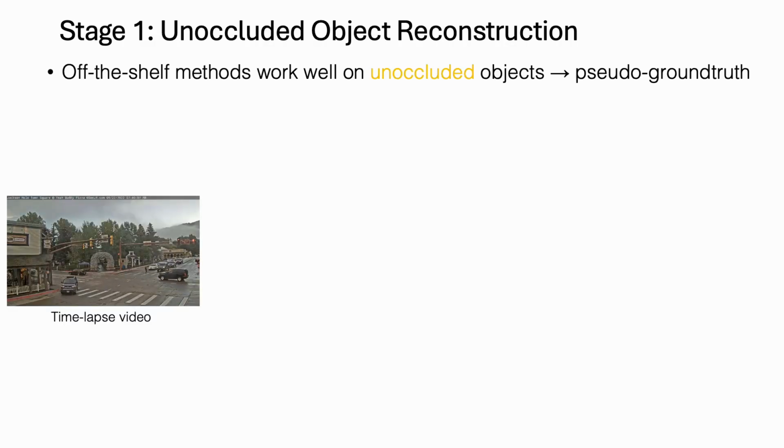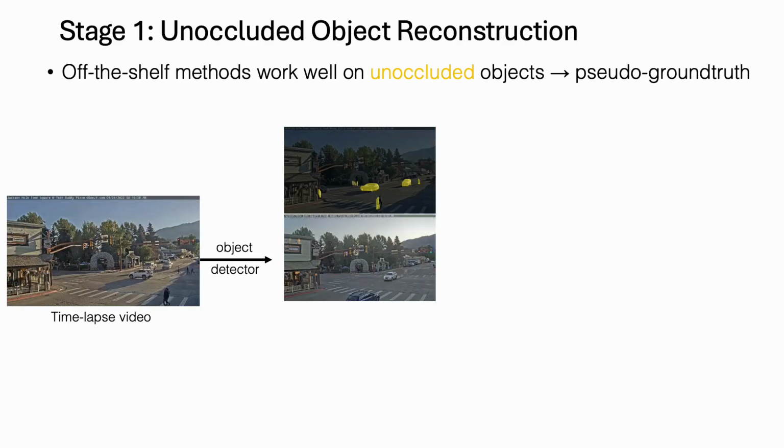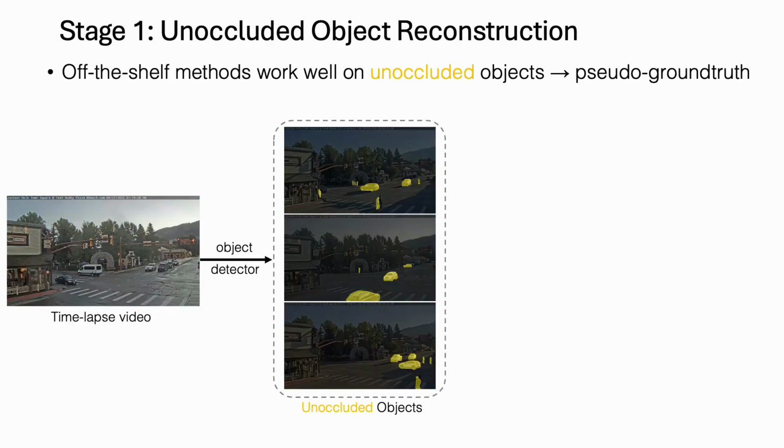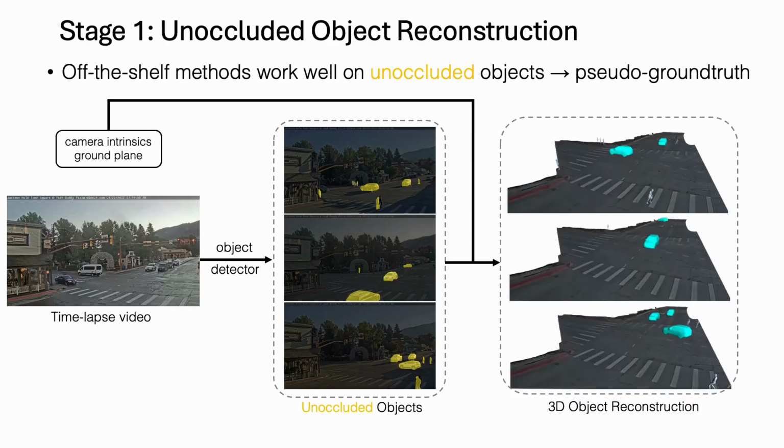Given a time-lapse video, we first identify unoccluded objects. Here, vehicle and human highlighted in yellow. Next, with the camera intrinsics and ground plane, we use off-the-shelf methods to get accurate 3D shape and pose of these unoccluded objects. In this case, the ground plane helps us determine the depth of the objects like humans accurately.